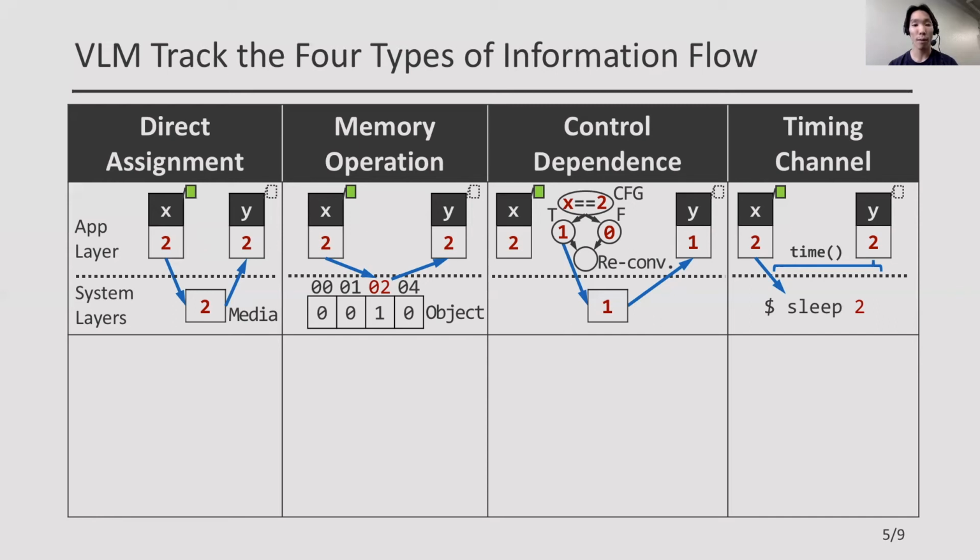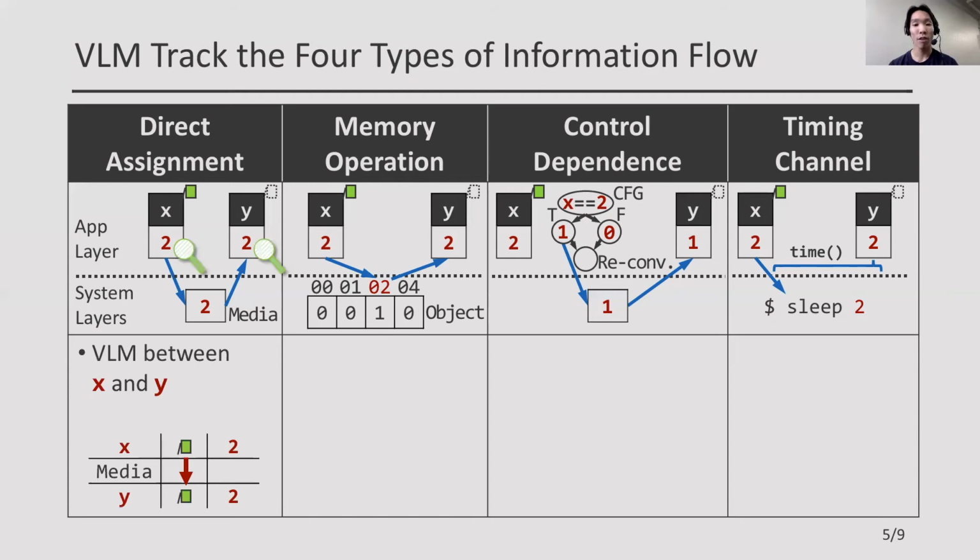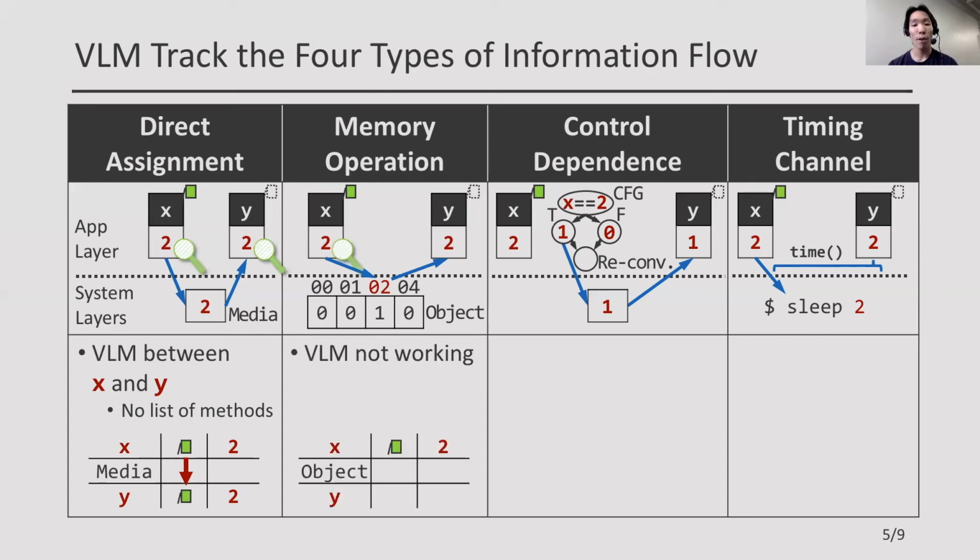First, direct assignment. VLM detects direct assignment flows between X and Y. VLM requires no list of methods so that it can detect information flows occurring through unknown media in the system layers. Second, memory operation. For memory operation flows, VLM is ineffective because transferred values can be changed. Hence, our approach tracks objects considering primitive data type arguments.